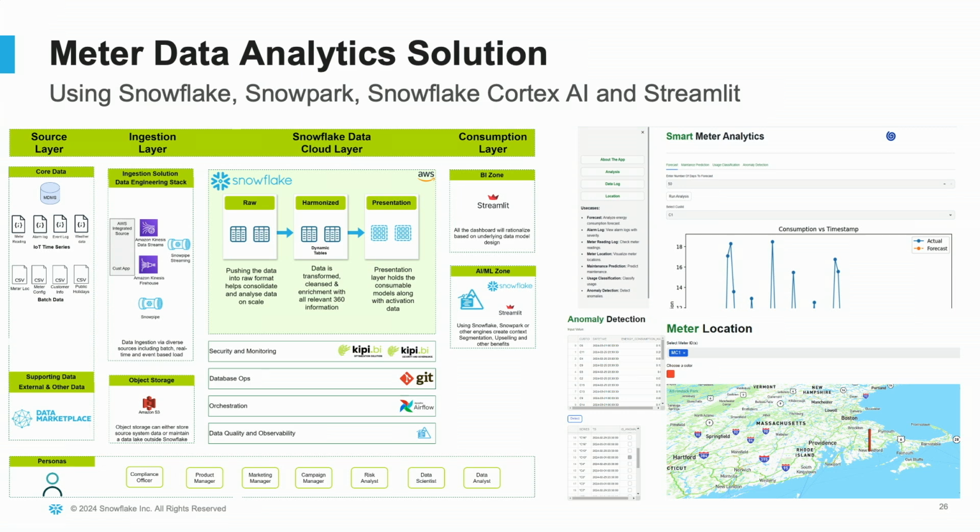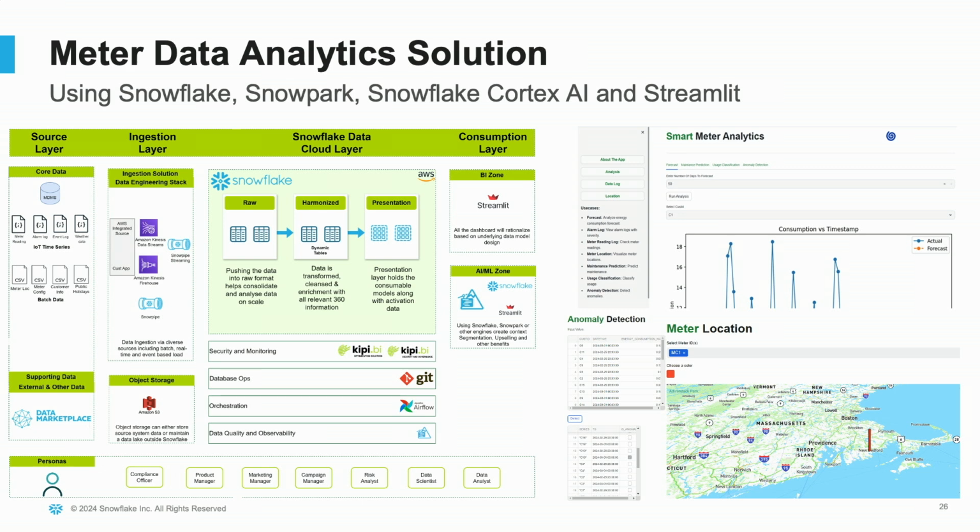What we have done in this solution, as you can see over here, is take marketplace data. We have taken weather data from the marketplace, but we have also taken a bunch of data in various formats, both streaming and batch. Using Amazon Kinesis Firehose, we plug that data in using Snowpipe Streaming. So you'll hear a lot of Snowflake features being used over here.